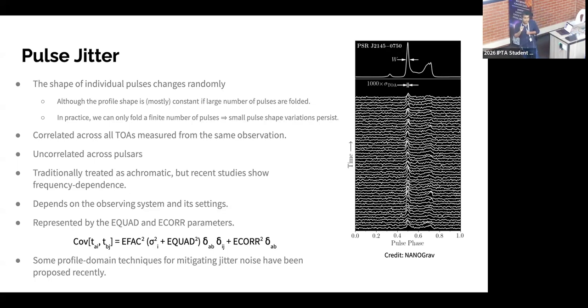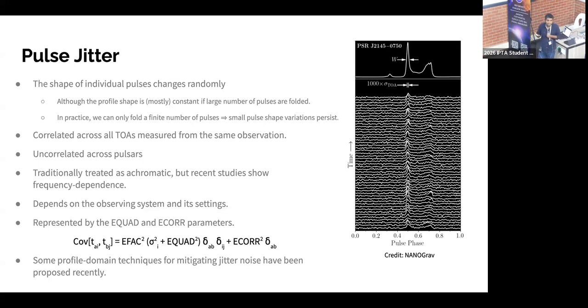So one important property of the pulse jitter is that if we take all the different frequency channels from the same observation, then the pulse jitter in all of these channels will be correlated. So that means that it is not correlated across different observations, but it is correlated within the same observation.